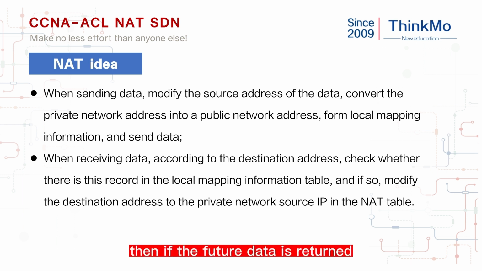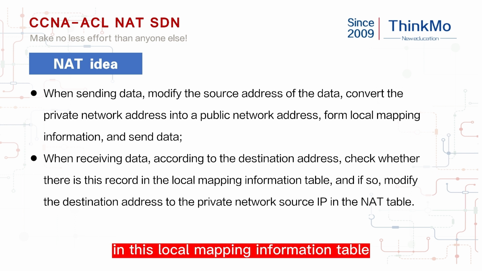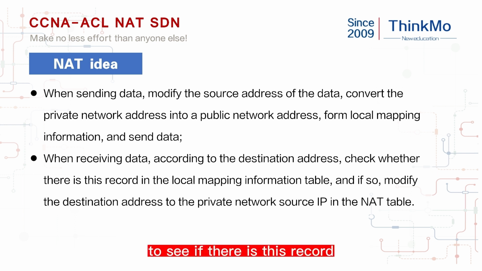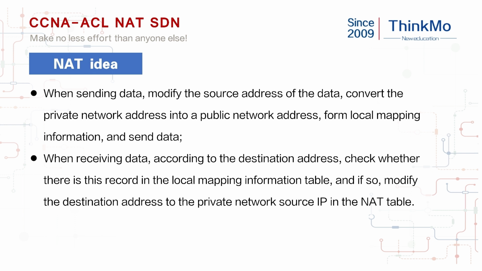Then if data is returned in the future, when I receive data, based on the current destination address I check this local mapping information table to see if there is this record. If so, then we convert the address back, that is, change this destination address to the source IP of the private network in the NAT table. This is the idea of NAT.